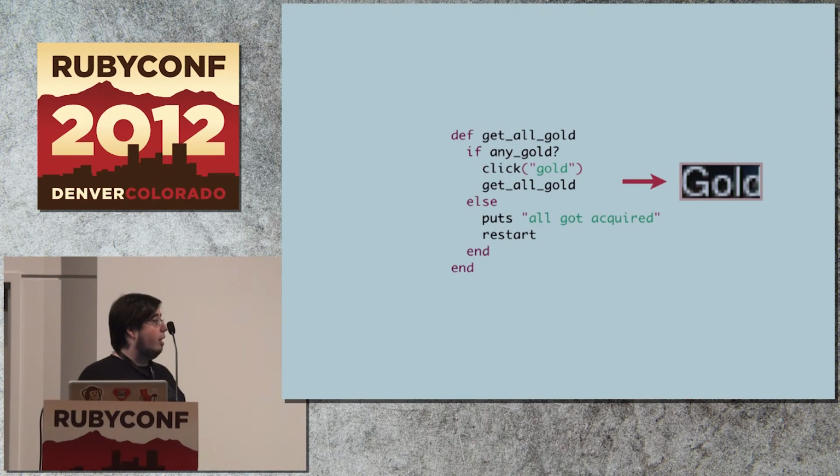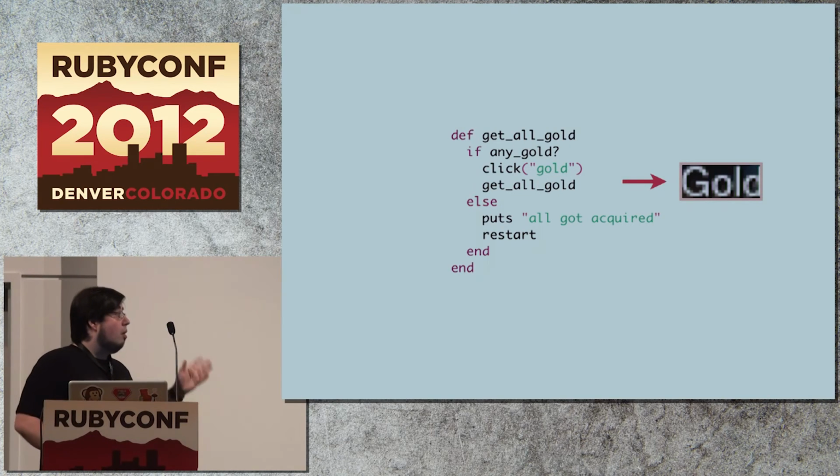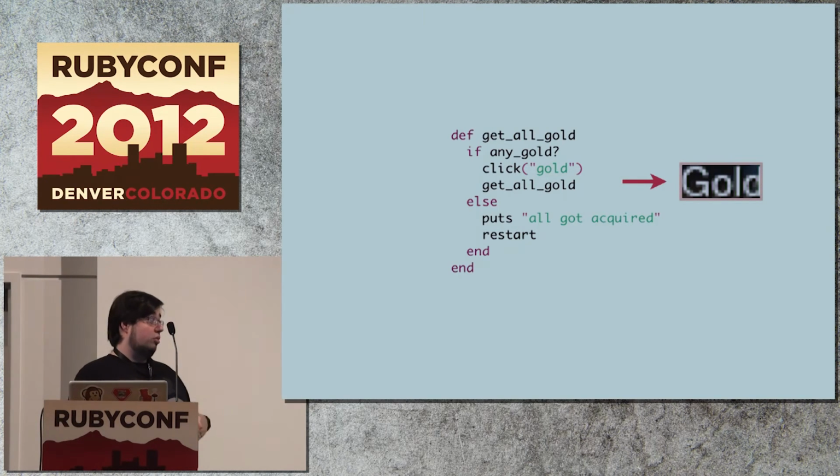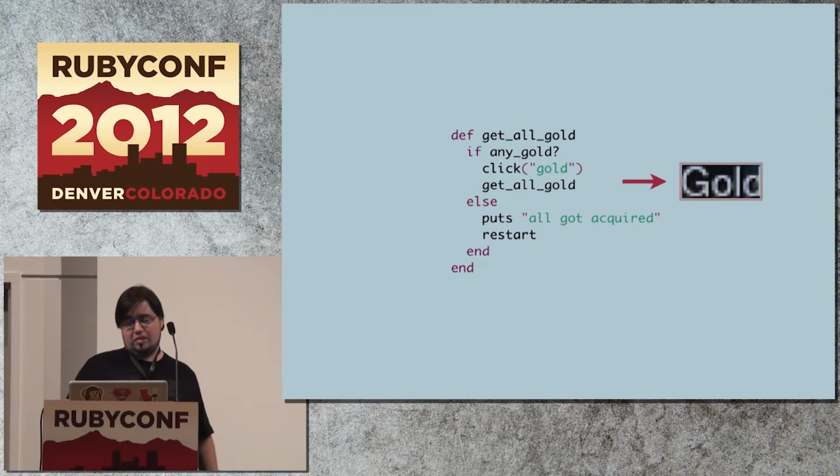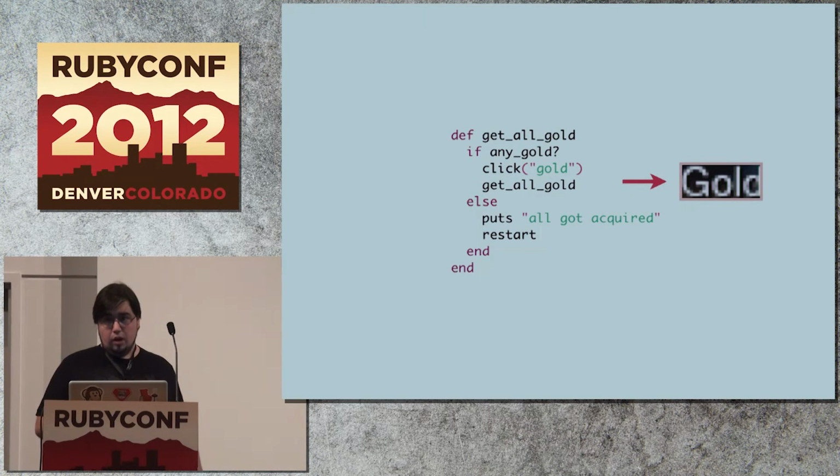We can make this crazy simple thing that if there is any gold, you click on the gold word, and you get all the gold. Otherwise, you restart the run. But after you click on the gold, you see if there's any gold again, and keep doing it. Really simple. So yeah, basically that's it.